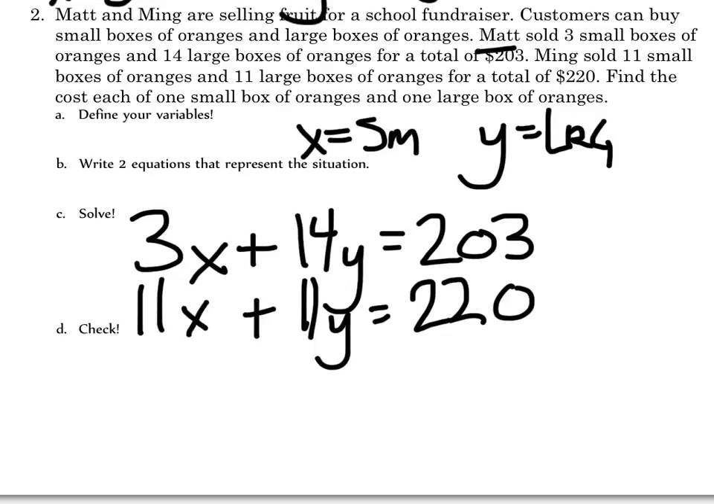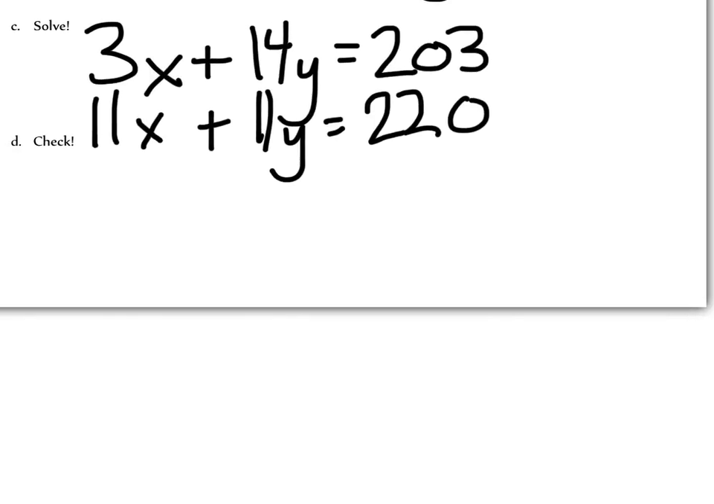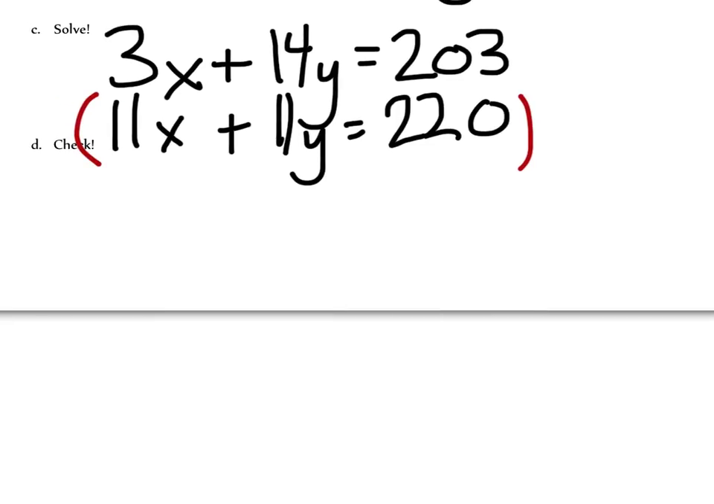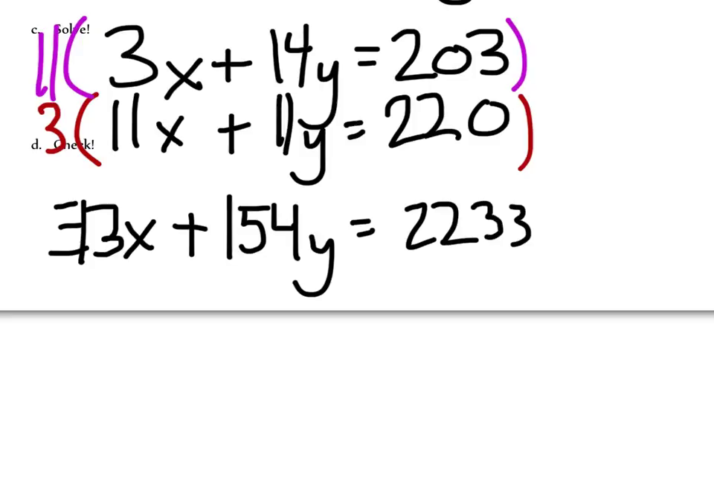So this one's going to take a little bit more work. I'm going to get rid of the x's first. I'm going to multiply this bottom equation by 3, and I'm going to take this top one and multiply it by the coefficient of x, which is 11. After I distribute those, I've got 33x plus 11 times 14, which is 154y, equals 203 times 11, which is 2233. And 3 times 11 is 33x plus 33y equals 660.